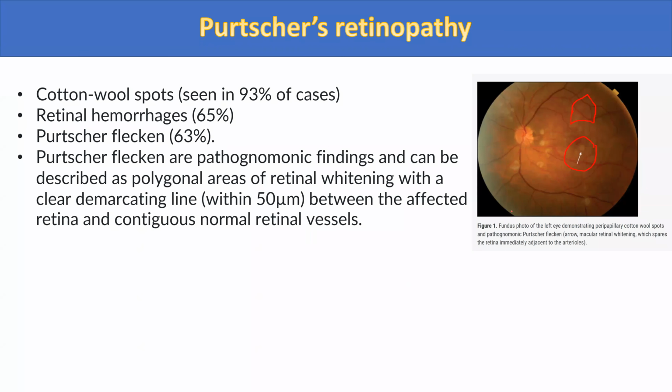It will be polygonal areas of retinal whitening with a clear demarcation line between the affected retina and the normal retinal vessels. So there will be a clear demarcation area between it and the retinal blood vessel, like that. So it will be related to blood vessels, but there will be a clear demarcation area between it and the normal retinal blood vessels adjacent to it.